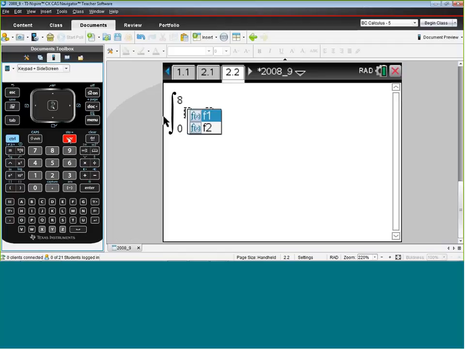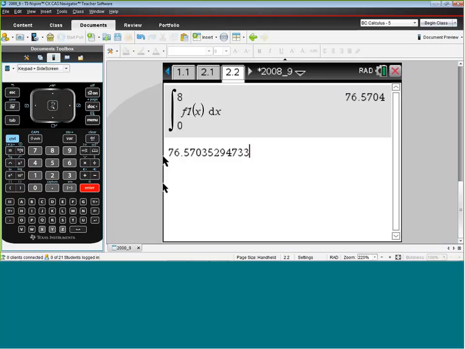If I press variable, I can find f1 pretty quickly, or I could just type in the letter f and the number 1. Now I need to say of x, so I put an x there, and then dx, and that results in the same answer. Now you might say there are not enough decimals showing here. On the Nspire and on the 84, if you press the up arrow, you can recall what you've previously typed in. But on the Nspire, to see the remaining digits, press Enter, and we'll see all the digits that the Nspire calculated, which is pretty nice. Again, the answer would be to 3 decimal places.